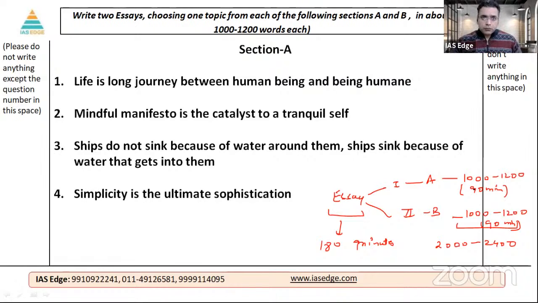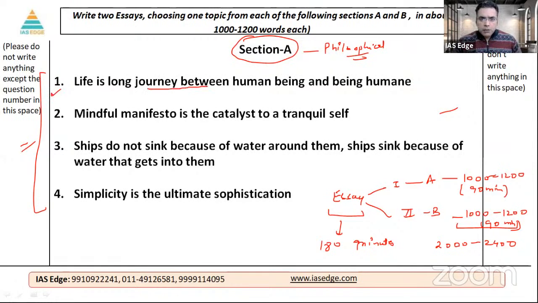Now coming to section A. If you look at section A, there are 4 essay topics. Let's quickly look at them. They are mostly from a philosophical background. They are not from current affairs. That means you have to do a lot of thinking and analysis.